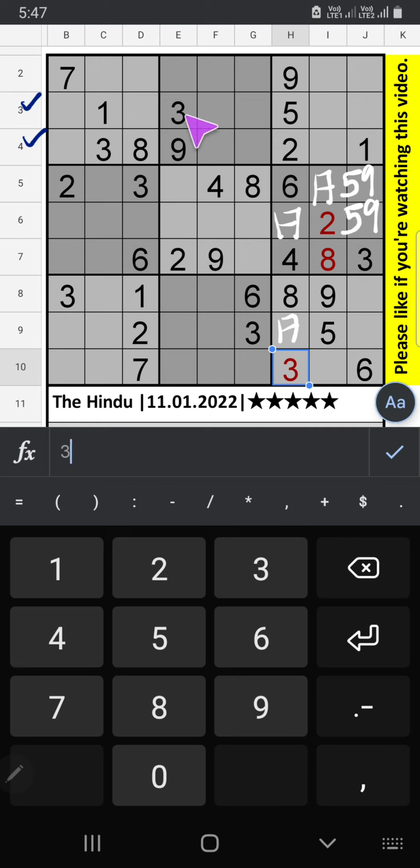Third row and fourth row we have 3. So 3 can't come in these cells. Column J also we have 3. So 3 can't come in the cell. Then 3 is confirmed here.